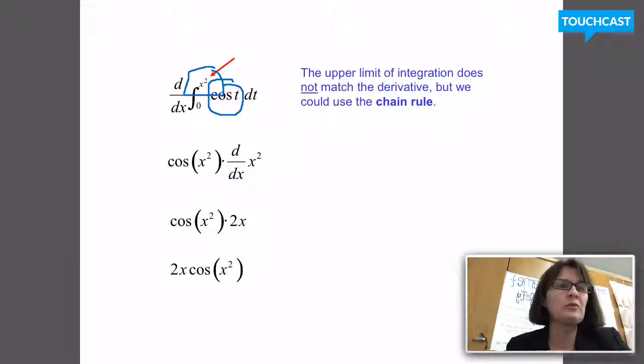So the t's get replaced with the upper limit, in this case x squared, multiplied by the derivative of the upper limit. This answer is fine. If you're on the multiple choice section, they're going to rearrange it like this.